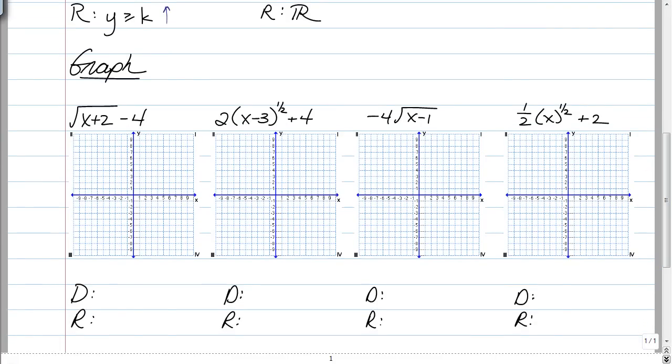The domain and range we do after we graph it. So the first thing we're going to do here is say our starting point, opposite of the inside, comma, outside. So we are going to start at negative 2, negative 4.